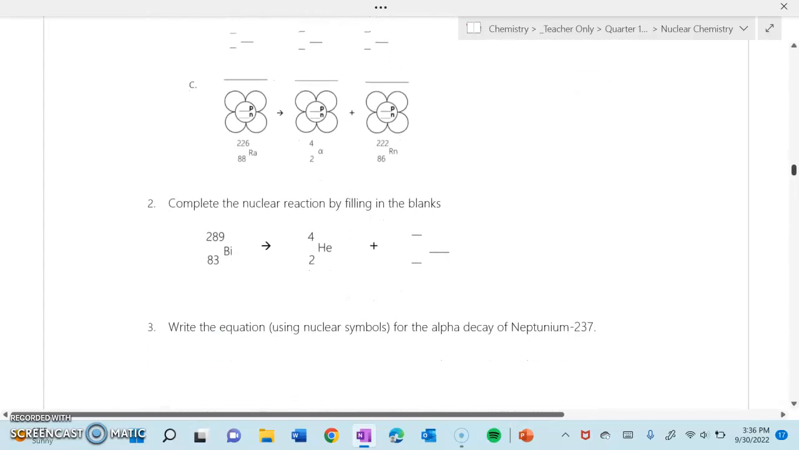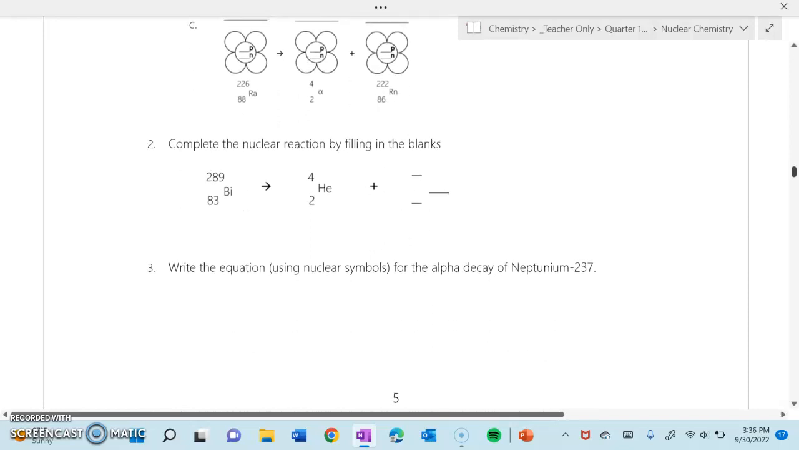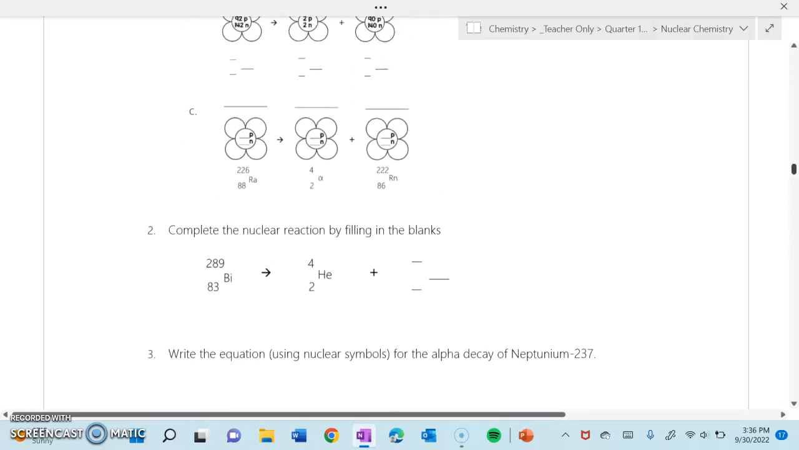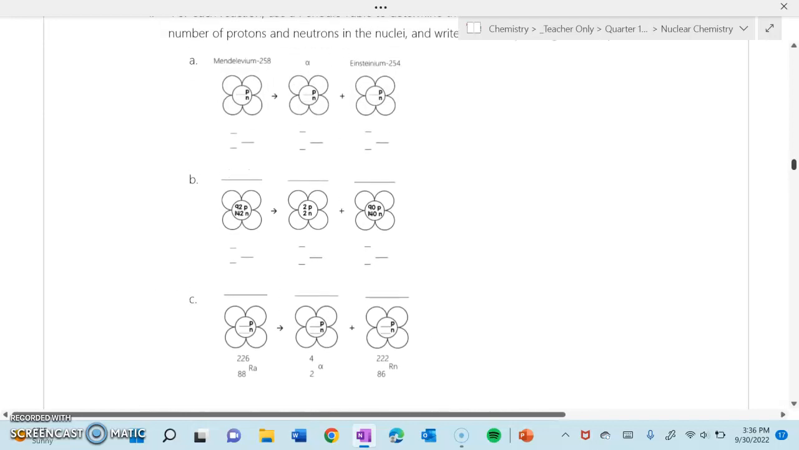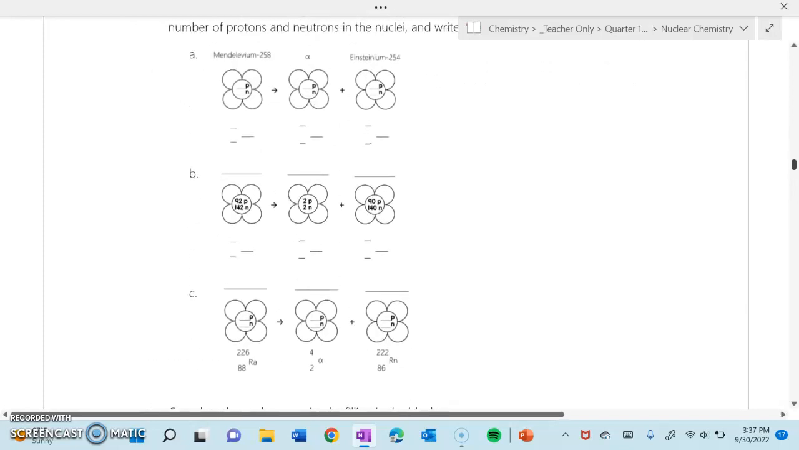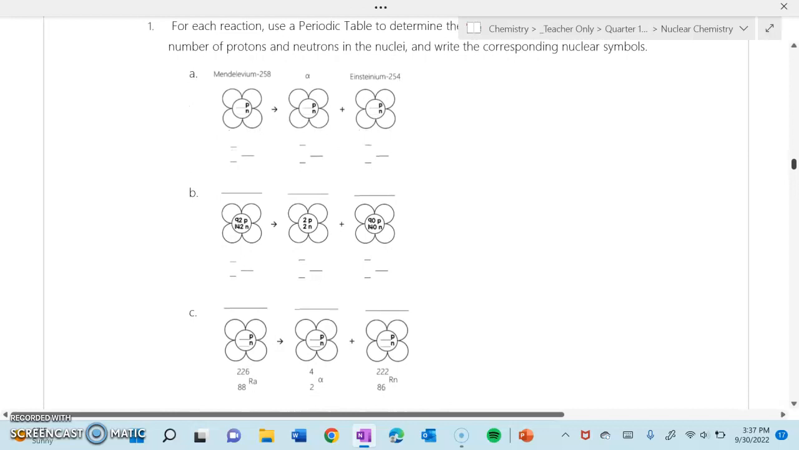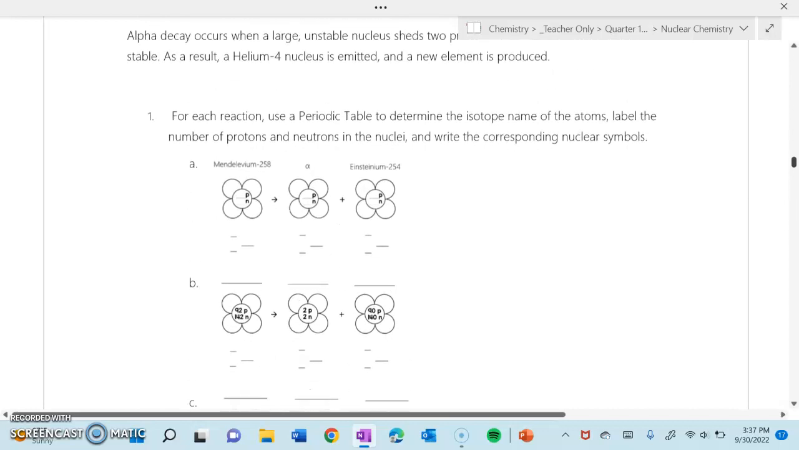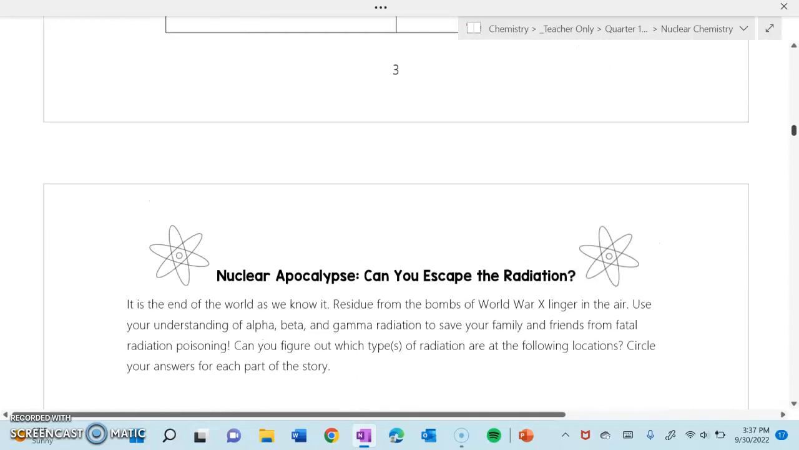And then 2 and 3 are like the example on the front. You will use the law of conservation of mass to fill in the blanks that are provided. And that's the same for both alpha and beta. So use a periodic table to go through these, and then come back with me here to fission and fusion.